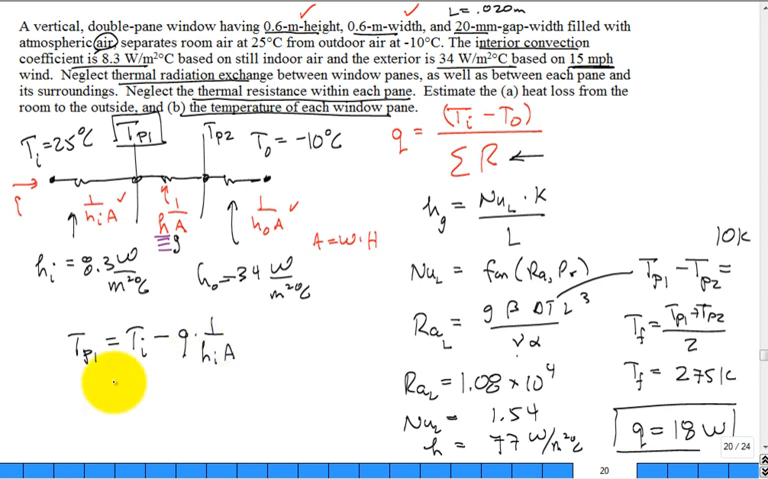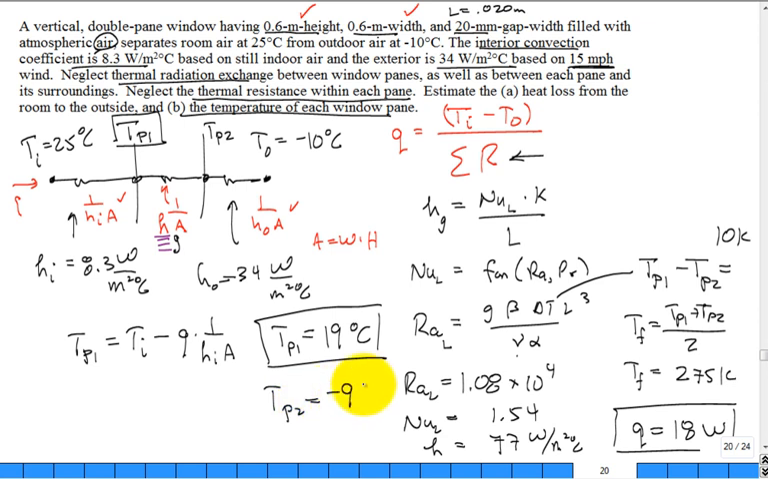And so this comes in, the temperature of pane 1 comes in around 19 degrees C. And likewise, same equation, you calculate temperature of pane 2 is about negative 9 degrees C. So the delta T in the gap is more like 28. So I should come back and revise this, which would update my Rayleigh number, maybe update my film temperature to get properties, and redo it.